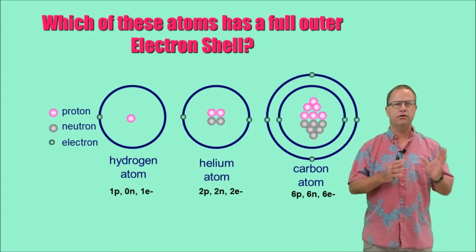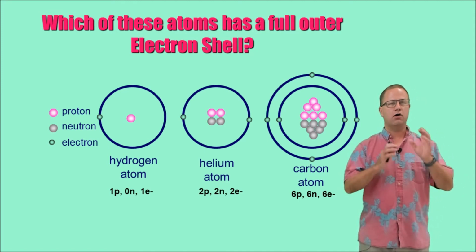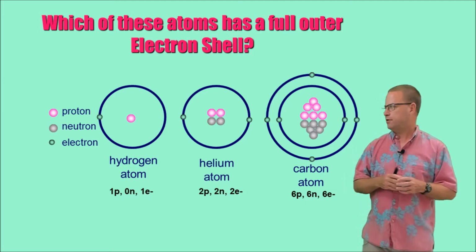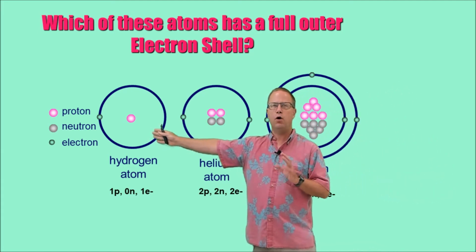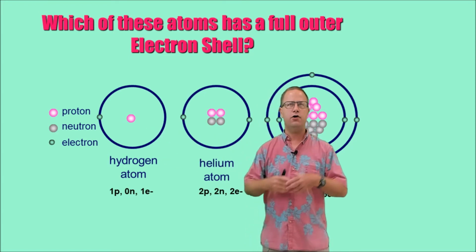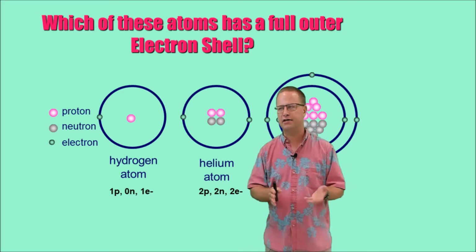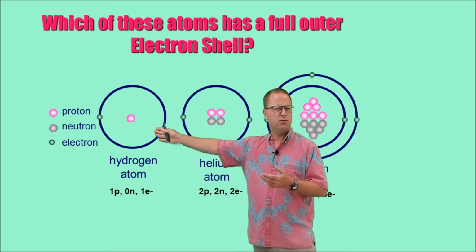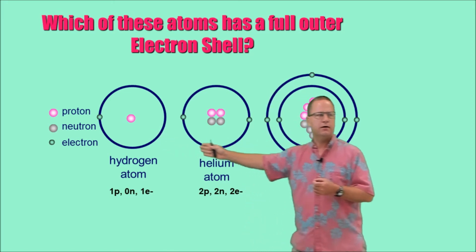Okay, now we're going to take a look at representations of 3 different atoms, and we're going to figure out together which one of these are stable or happy. So first of all, let's go to this one right here. This is a good old hydrogen atom. Hydrogen just has 1 electron in 1 shell. So if you remember what I said previously, the first shell can hold up to 2 electrons. Well, in this case, hydrogen only has 1 electron in there, so this shell is not full, and hydrogen ain't happy.